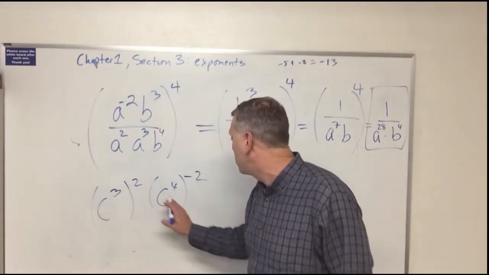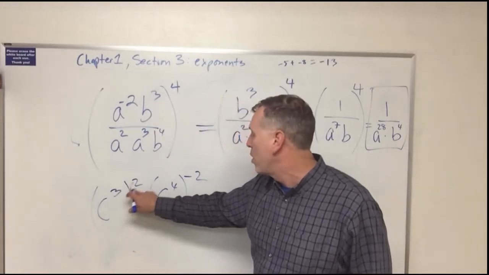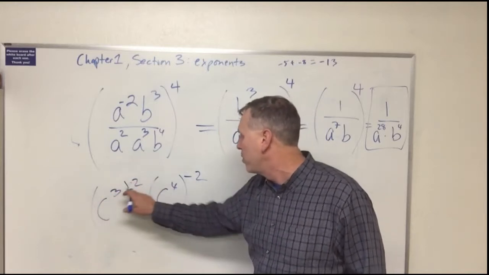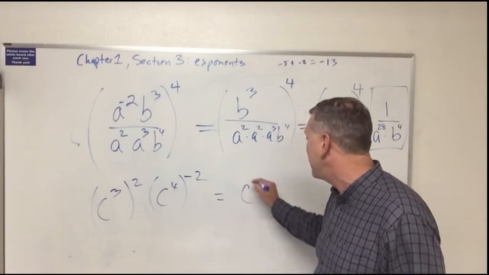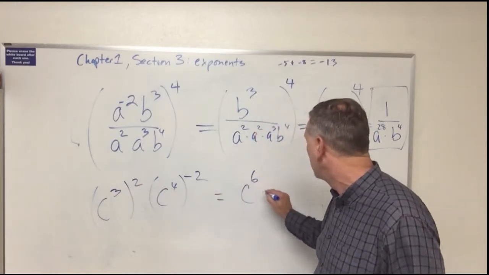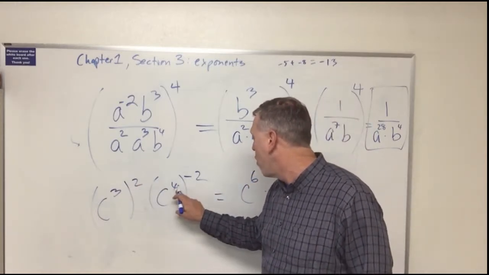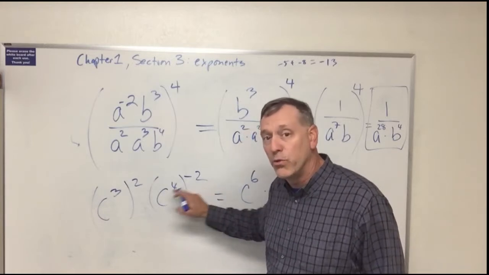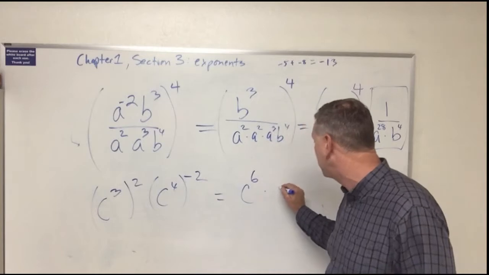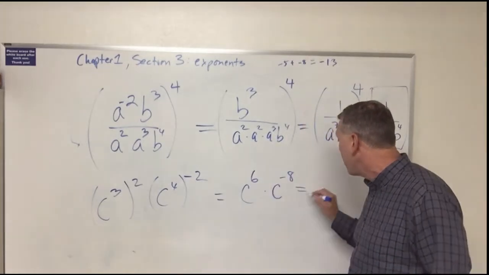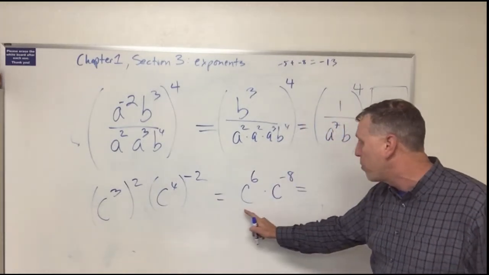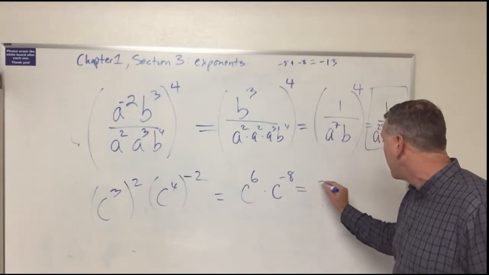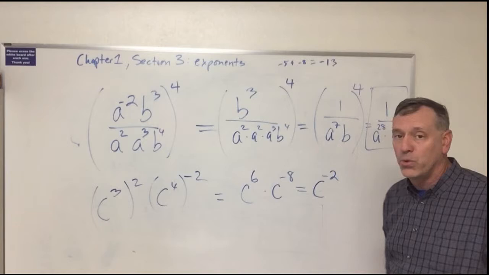So we're going to work with each individual exponent first. C to the 3rd, all to the power of 2. When you have an exponent to an exponent, remember you multiply. So that's c, 3 times 2 is 6. Now c to the 4 to the minus 2, you multiply. 4 times minus 2 is minus 8. That's c to the minus 8. Now we have the product rule going on here. Product of 2 terms with exponents, we add those. And that's going to get a c to the minus 2.